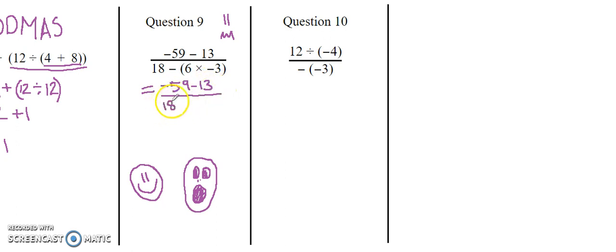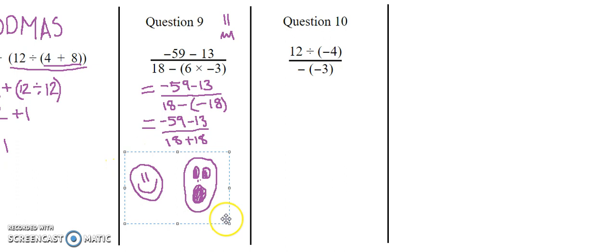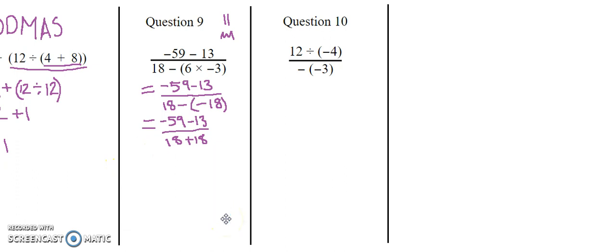And that's 18 minus, and we've got at the bottom 6 times minus 3 is minus 18. We've still got to get rid of the brackets, so minus 59 minus 13 over 18 minus minus 18, which gives me plus 18. I think I need to get rid of my faces, so let's do that, and we'll delete them, and then it's a much happier space, isn't it?